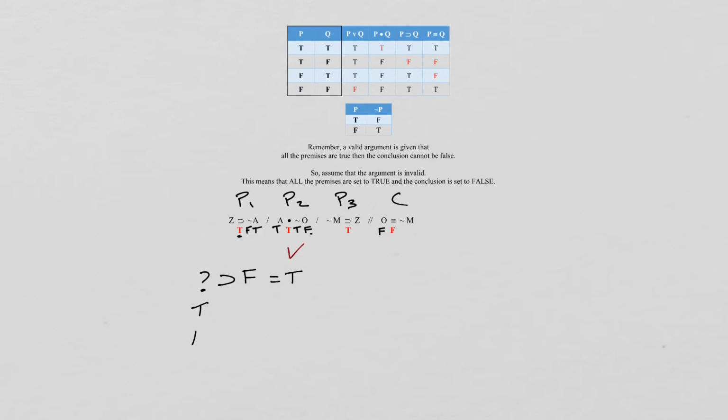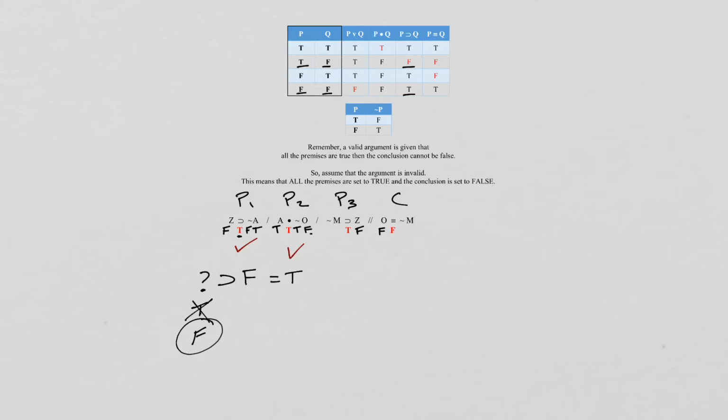We also know the beauty of logic is that Z is either true or false. So if true, then false would give us false. That's not an option. If false, then false would give us true. That is our only option. So Z is forced to be false in order for the first premise to work. Now that we know that Z is false, we will simply fill it in.